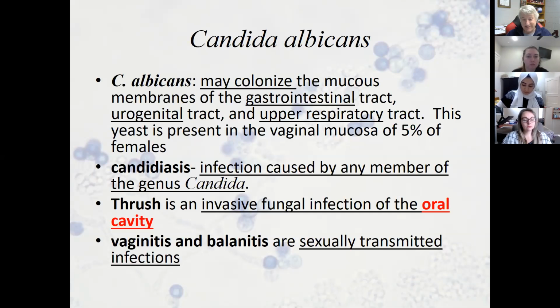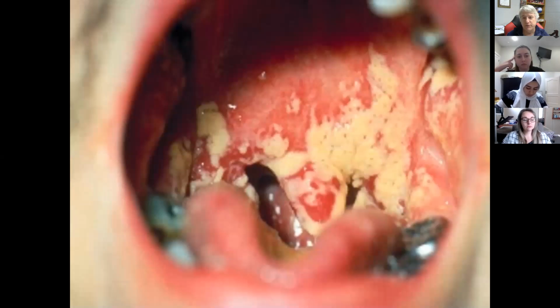Candidiasis. Anyway, it's an infection caused by a member of Candida. We see one in particular called thrush, an invasive fungal infection of the oral cavity. We see this with infants where they get thrush, and then we have vaginitis and balanitis, a sexually transmitted infection. But this is thrush. So you look at the back of the throat, I see a tongue and a uvula there, and you see that this is all yeast growing.